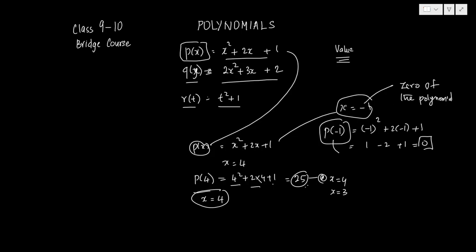In this case, x is equal to minus 1. So minus 1 is called the 0 of the polynomial p of x. Similarly, whenever you substitute a value for x and the value of the polynomial comes to 0, the value of x is called the 0 of the polynomial.